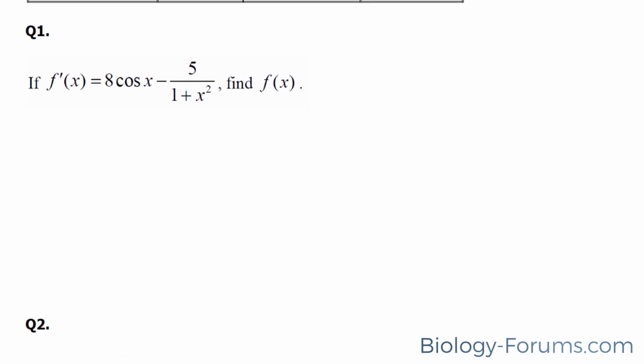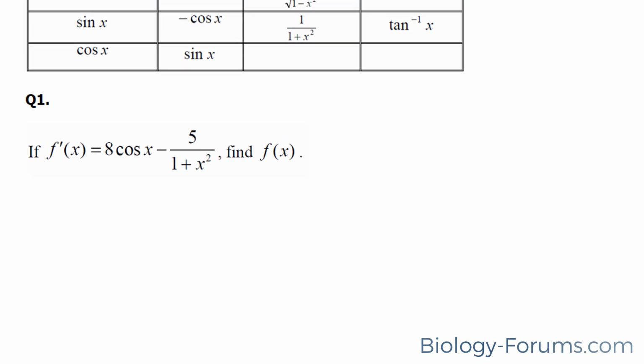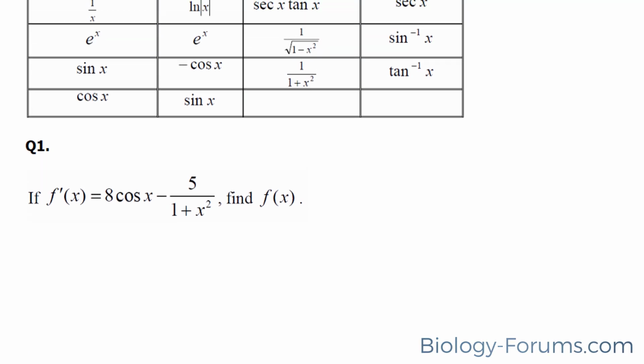In question number 1, they ask: if f prime of x is equal to 8 times cosine x minus 5 over 1 plus x to the power of 2, find f of x. We know that the antiderivative of cosine x, according to this chart, is equal to sine x. So we can write down 8 sine x minus, and we also know that 1 over the square root of 1 minus x squared has the antiderivative of sine inverse of x. So we can use that as well, minus 5 sine inverse of x. Now don't forget, every antiderivative has a plus c arbitrary constant.